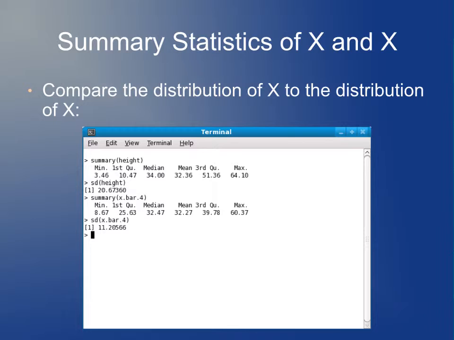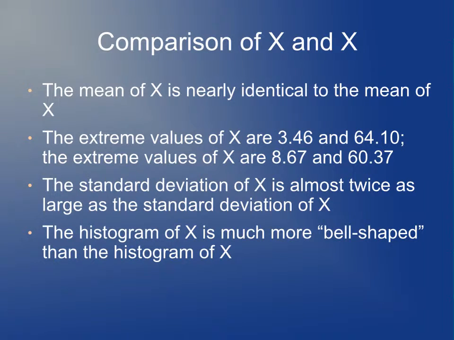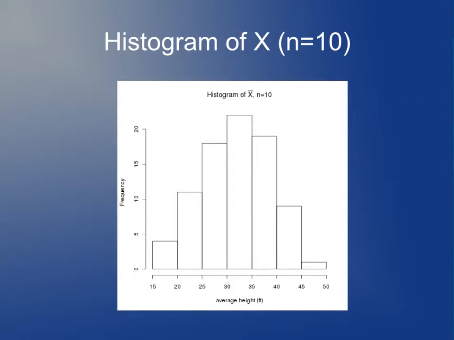If we take the standard deviation of a sample of size 4, it looks like it's about half of the standard deviation of the original data. Oh, I guess I already said most of this. The mean of x is approximately the same. The extreme values went down. The standard deviation of the original data is larger than the standard deviation of x bar, and the histogram is much more bell-shaped. So let's try this again with samples of size 10.